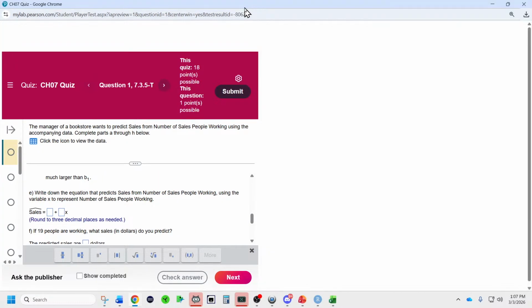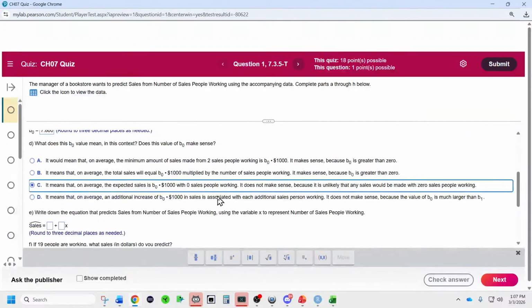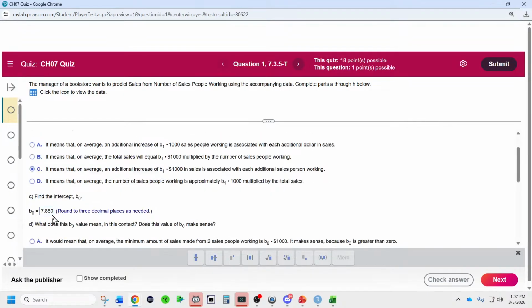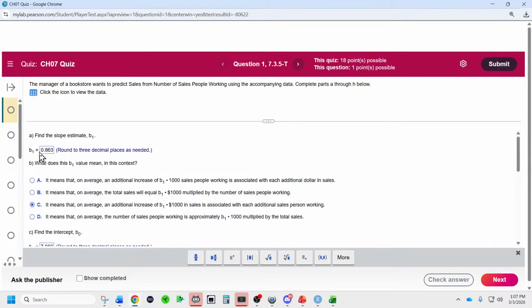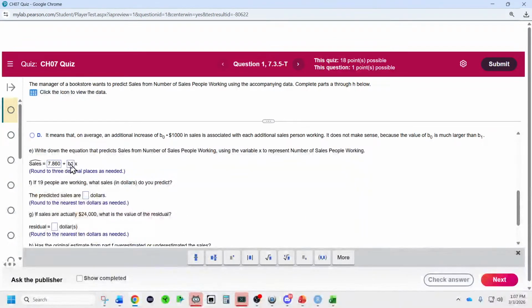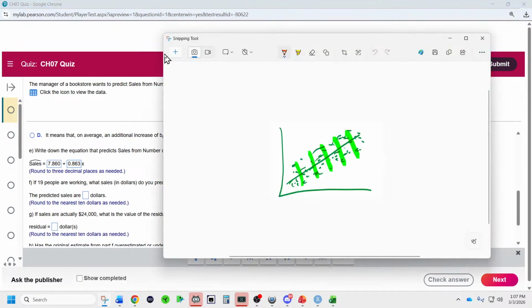Now that we have the equation, we can take these numbers and just plug them in. B0 is going to go right here for the intercept. This is B0. We'll just write it in. This is B0 and this is B1. So you plug in the value of B0 here, and then you plug in the value of B1 here, which is the slope coefficient. Now we're going to predict the value with 19 people working.